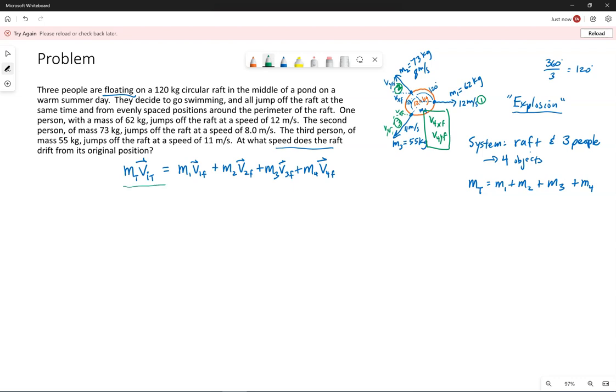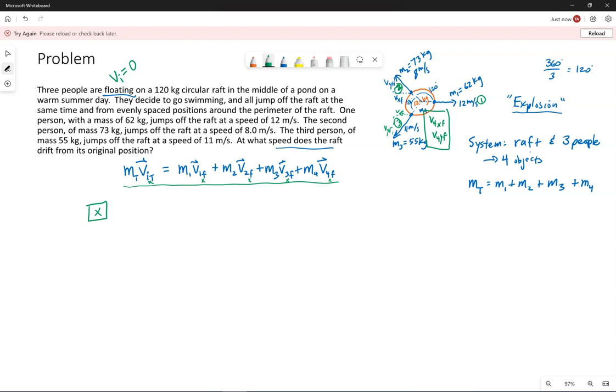So I'm going to use this equation. First, let's look at the x direction specifically, meaning just x components of all of these velocities. The mass is a scalar, so we just multiply by the mass. I'm going to assume, since the problem says the 3 people are just floating on the raft, that the initial velocity is 0, that there's no specific speed and direction.